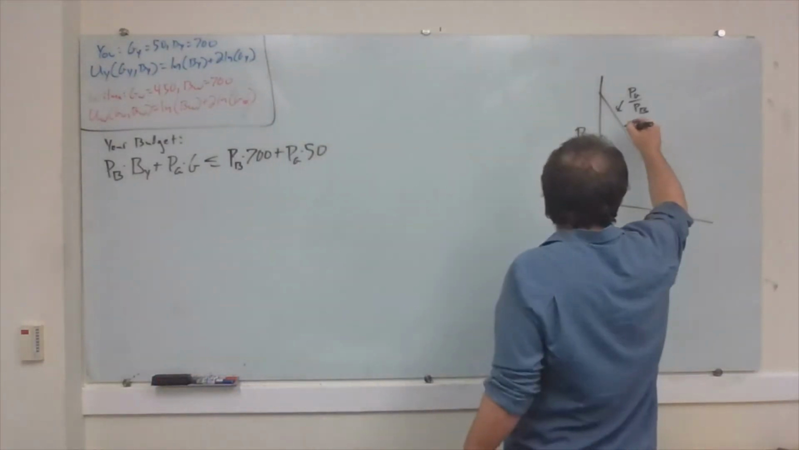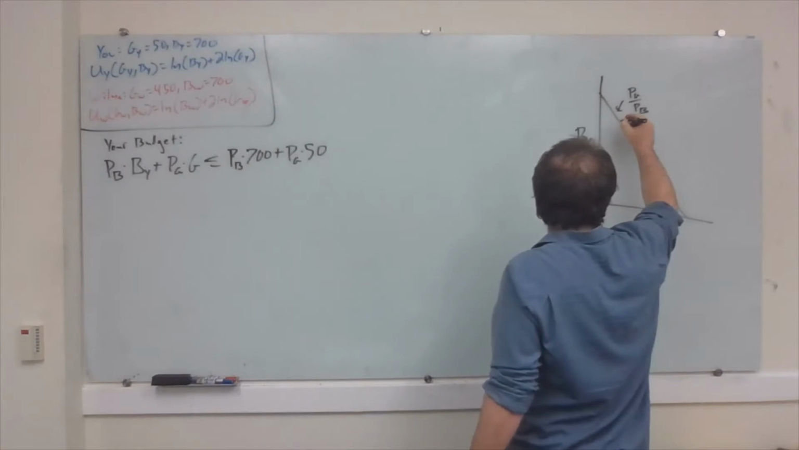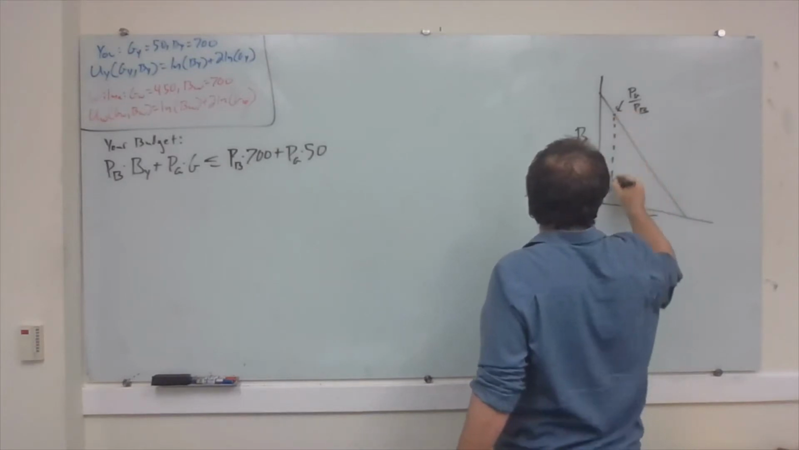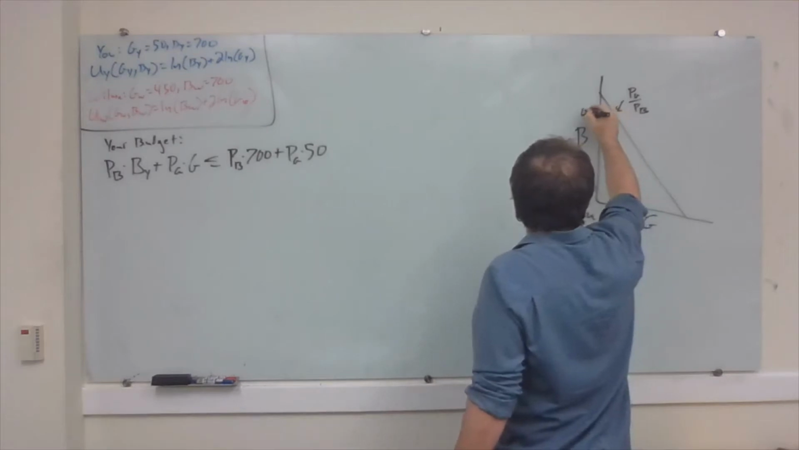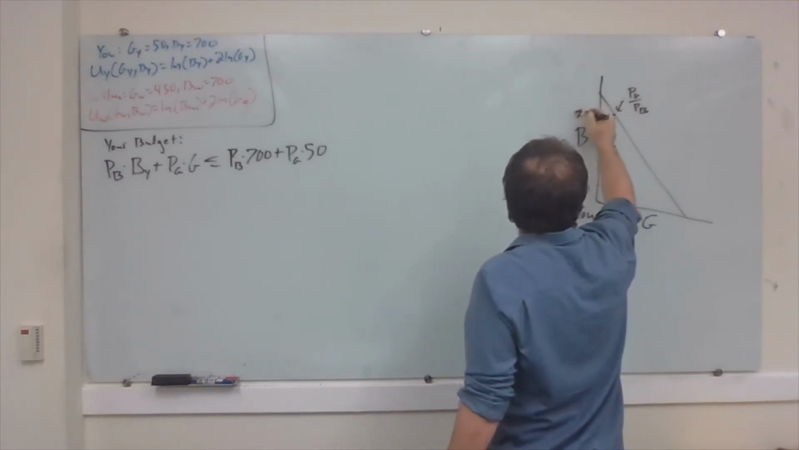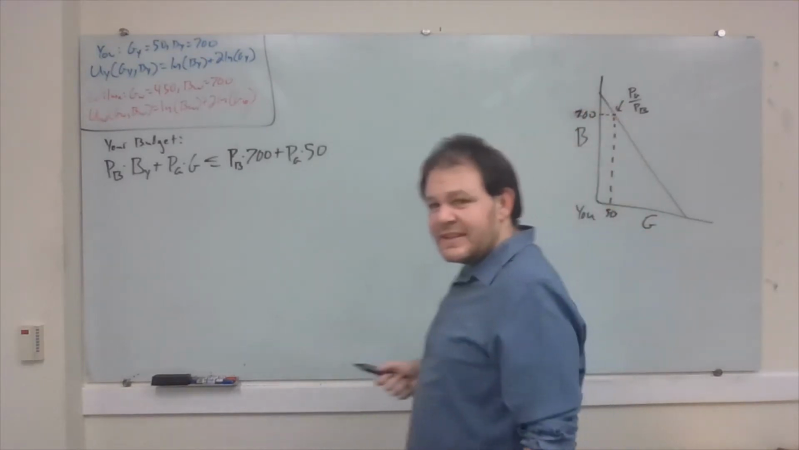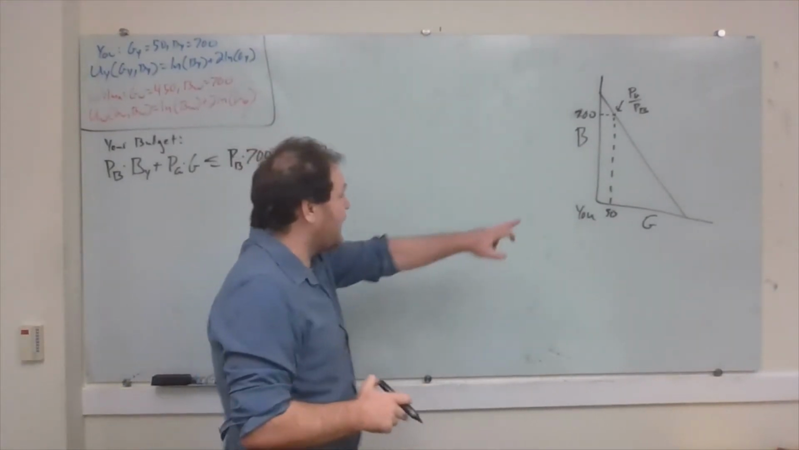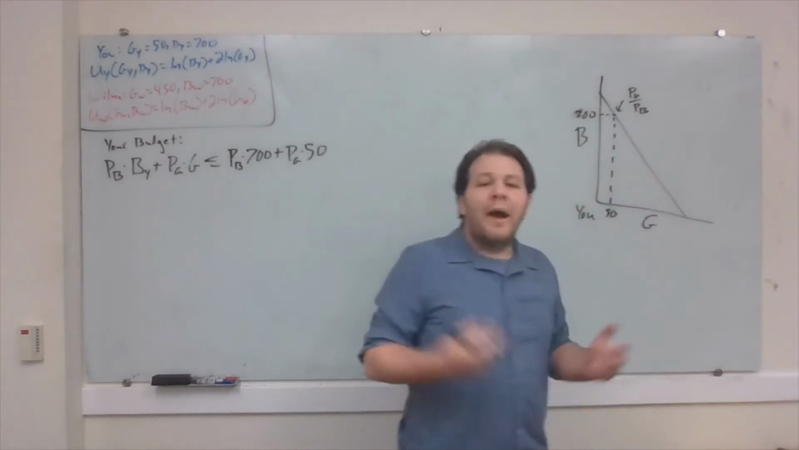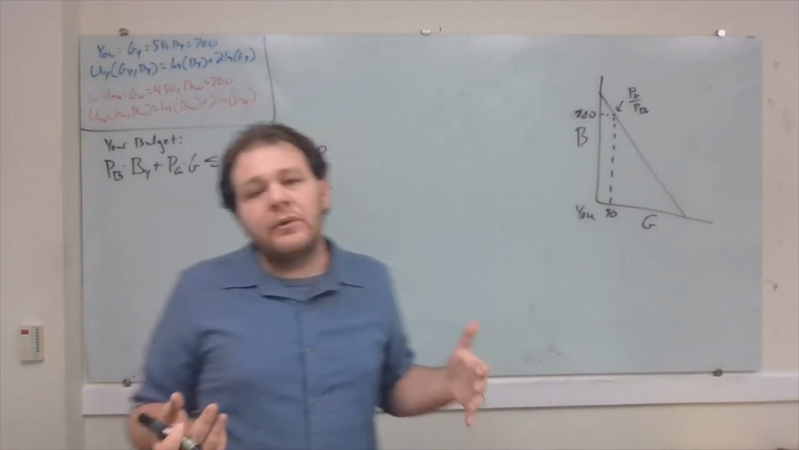So on this graph here, one thing we know that you can afford is 50 gallons of Gatorade and 700 cans of beefaroni. Does this make sense? Great. Given this budget, which we just figured out, what are we going to know about your optimal choice, right? What are you going to actually do?